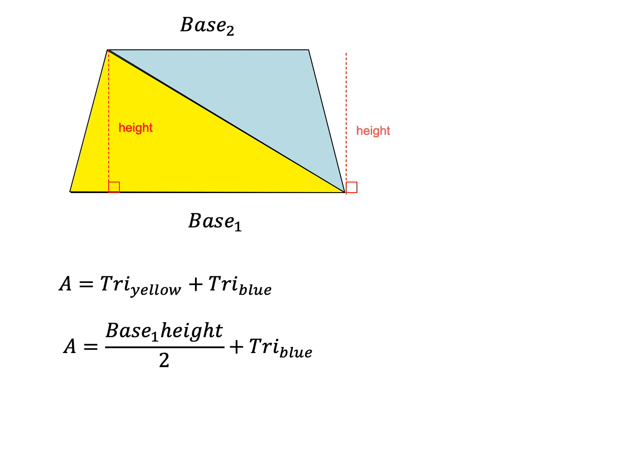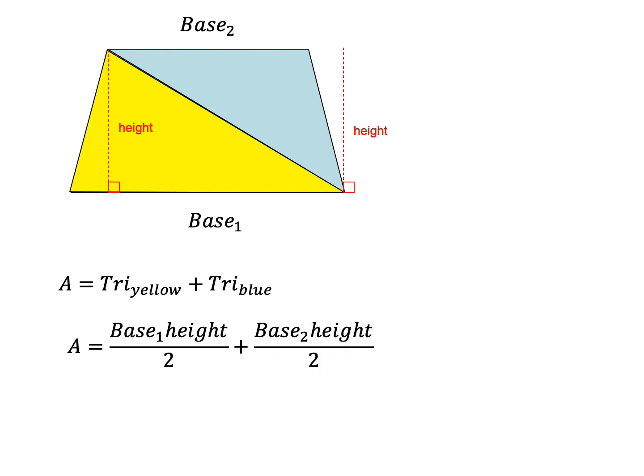But notice, those two heights are exactly the same measurement. What's different are the bases for the blue one. The base is not base 1 for the blue one, it's base 2. So the second one would be base 2 times height divided by 2. So there is kind of the formula.